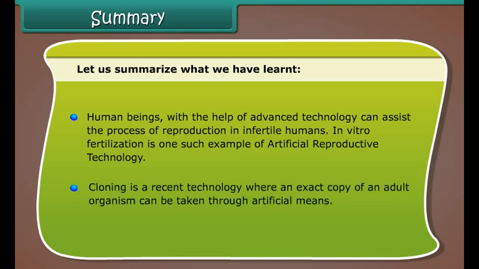Viviparous animals may develop into adults directly or may cross through a few larval stages before becoming adult. Asexual reproduction is commonly found in lower animals. There are several types: budding, fission, sporulation, regeneration are a few to be mentioned. Human beings, with the help of advanced technology, can assist the process of reproduction in infertile humans. In vitro fertilization is one such example of artificial reproductive technology. Cloning is a recent technology where an exact copy of an adult organism can be made through artificial means.